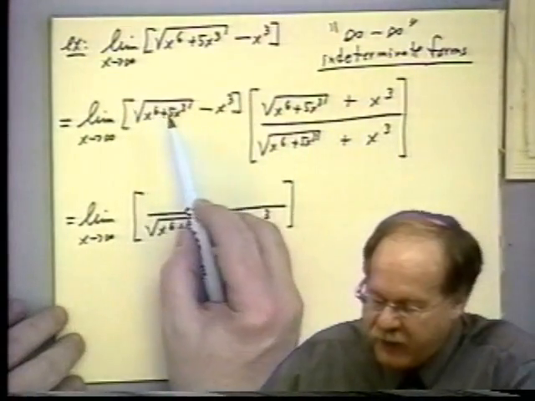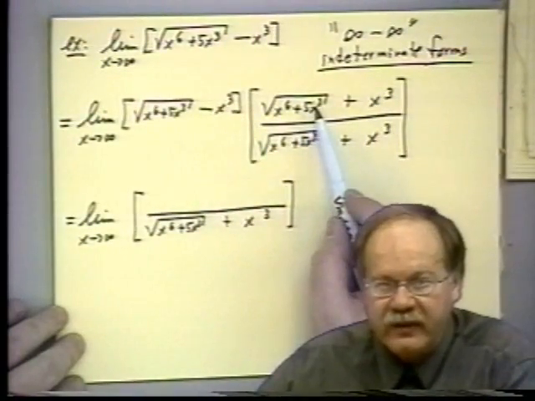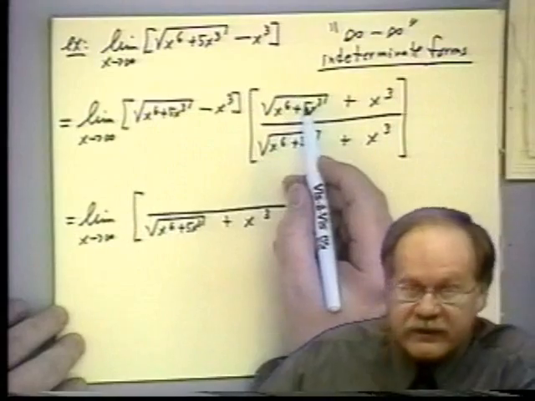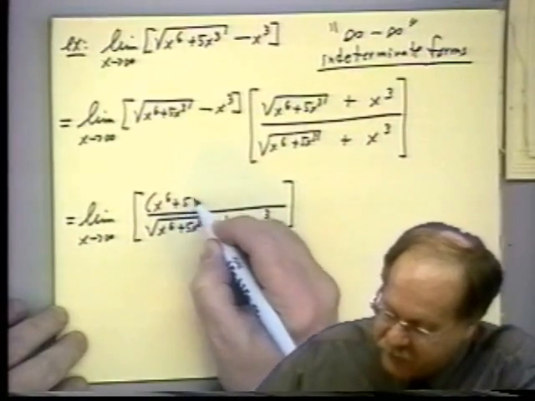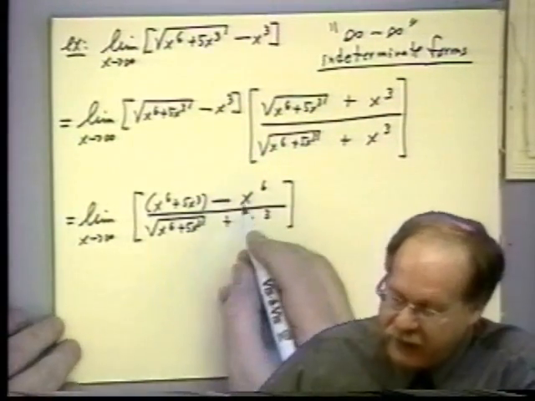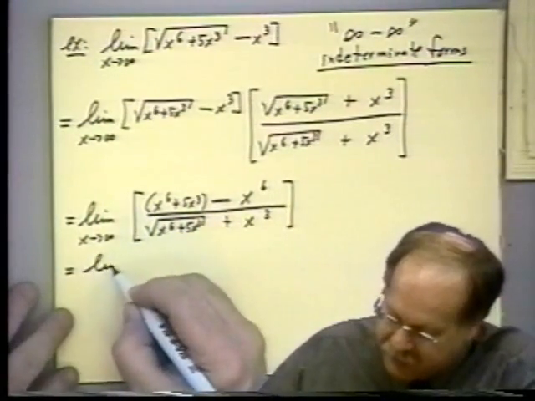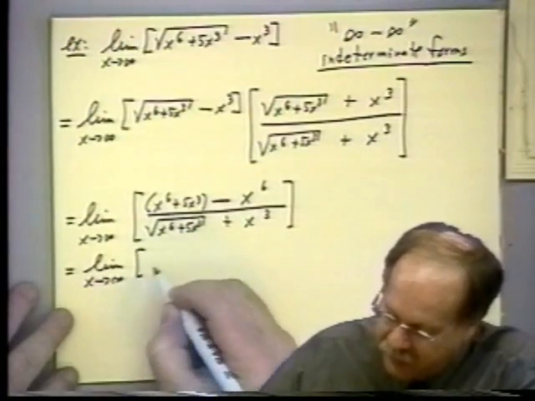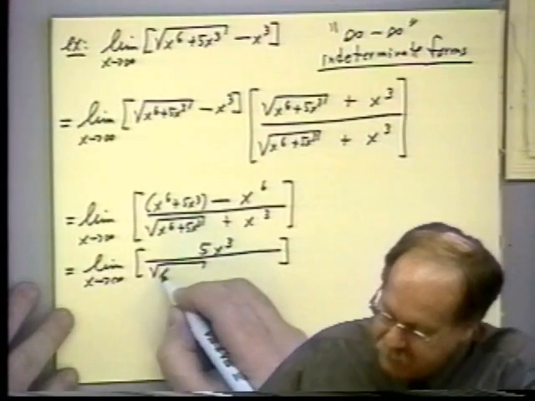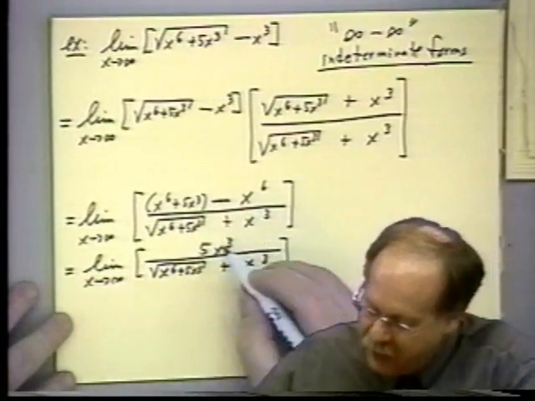Now what happens to the top? Notice that you have a binomial difference and a binomial sum here. When you multiply those two together, you get the difference of two squares. This is a well-known algebraic result. The square, of course, of the square root is just x to the 6th plus 5x cubed, minus the square of x cubed is x to the 6th. That immediately suggests a simplification, x to the 6th minus x to the 6th. So this becomes the limit as x goes to infinity of the top becomes 5x cubed and the bottom remains the same, plus x cubed.